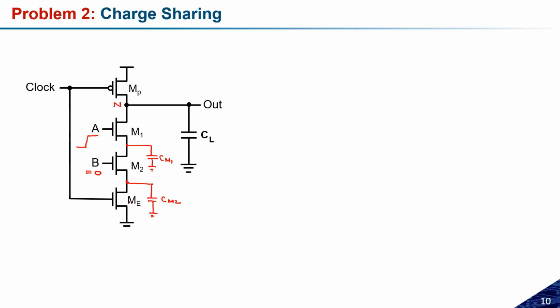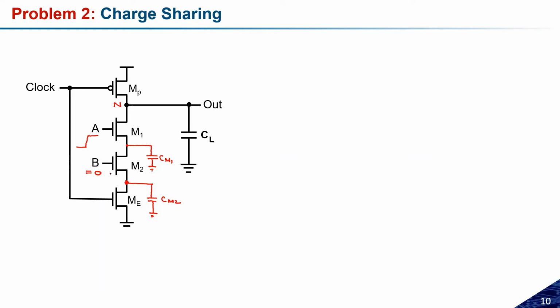Yeah, M2 is off, so right, because this is in on state. Yeah, so M2 is in off state, so there will be off capacitance, there will be some capacitance, like it will offer some capacitance. So in all the states, whether it is in on or off state, the diffusion capacitance or internal capacitance will always be there.